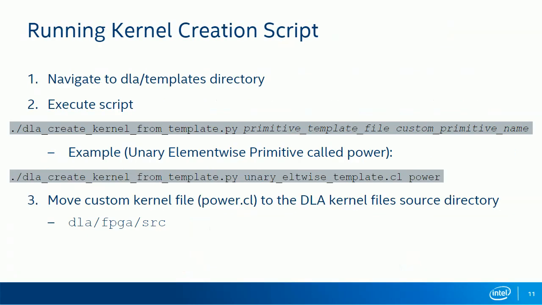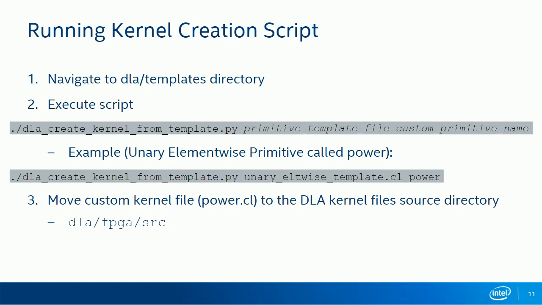To run the kernel creation script, first navigate to the templates directory and then execute the script. Remember, you'll need the appropriate version of Python first. There are only two arguments, the template CL file and the name of the custom primitive. In the power example given, we're going to implement a power kernel.